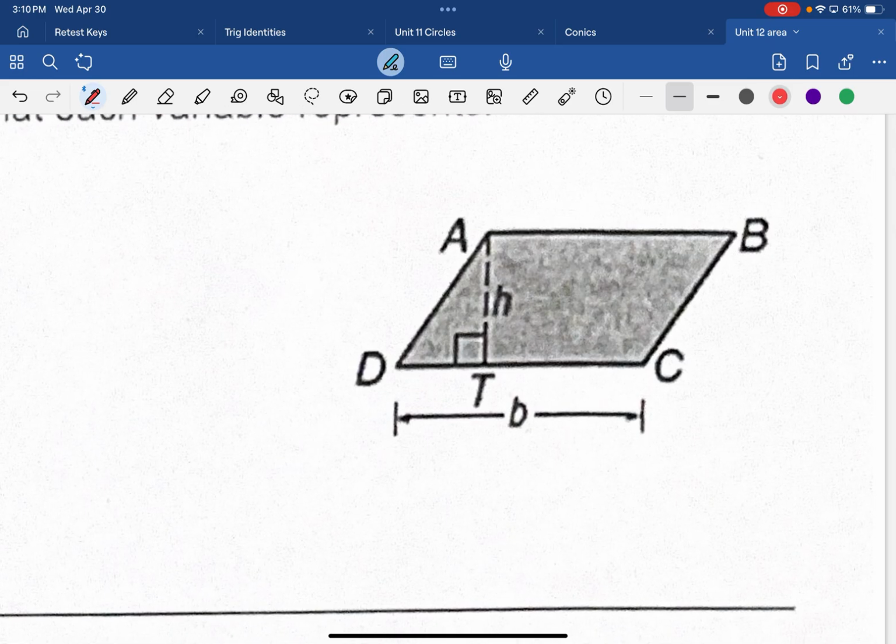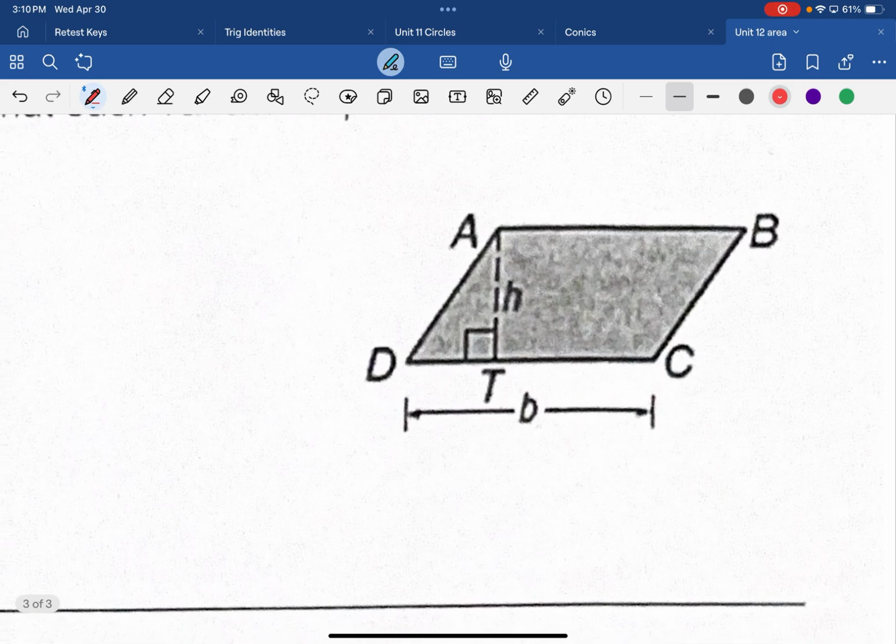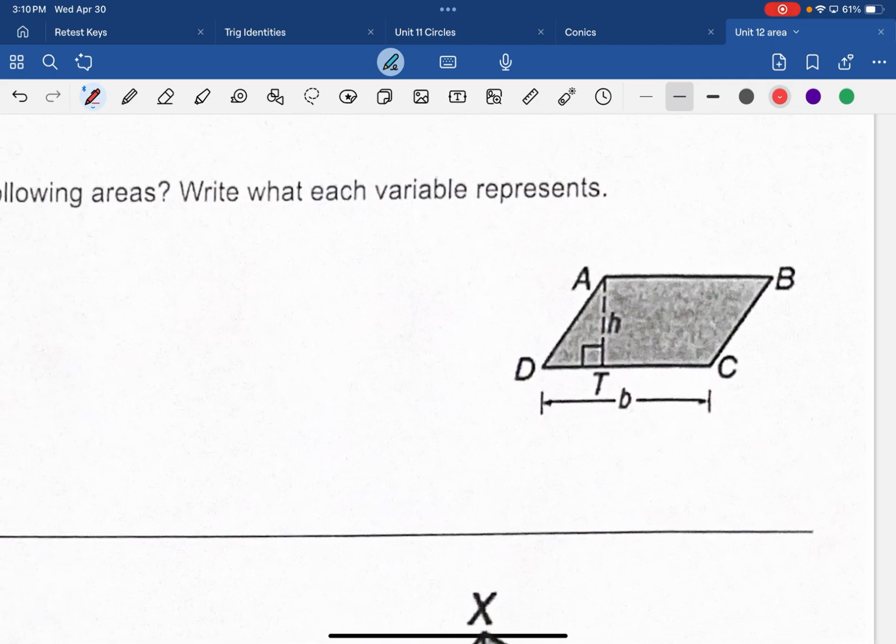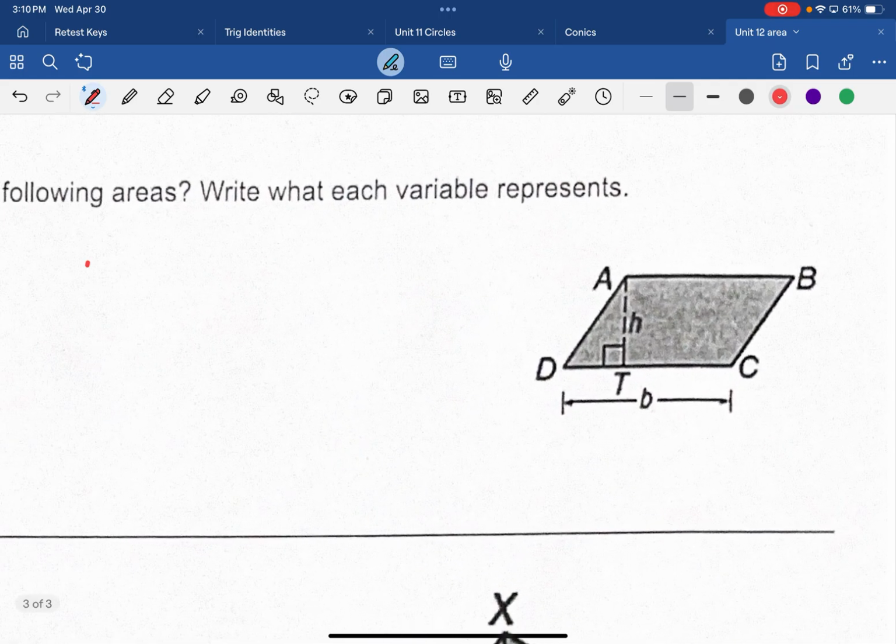Okay, length times width. I will say that works best for rectangle and square, which is a parallelogram, but there's a better one. Base times height. Base times height. So area equals base times height.